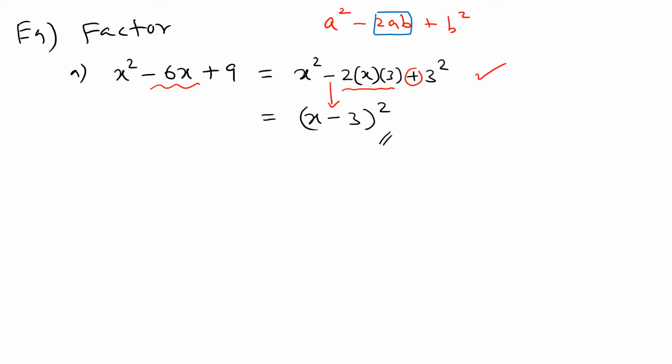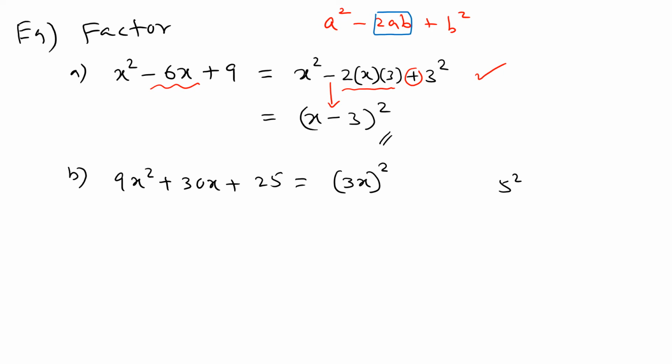So let's look at the next example. How about this one? Let's say 9x squared plus 30x plus 25. We do a similar argument here. We're going to figure out what is a. You can write this one as 3x squared, so a equal 3x. And then 25, you can write as 5 squared.